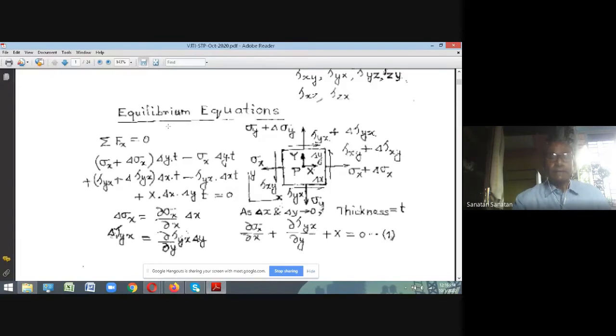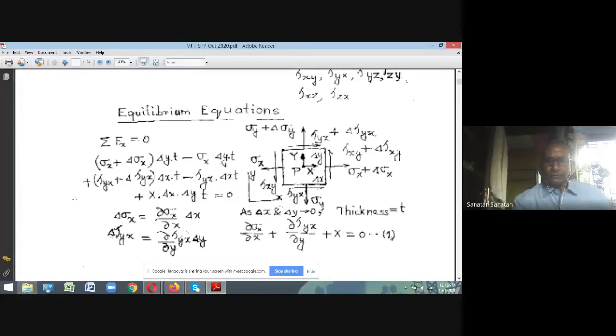It is actually sigma x plus delta sigma x into the area delta y into t, acting in the positive x direction. And similarly, from the left face, sigma x multiplied by delta y into t is acting in the negative x direction. So therefore, this is acting in the positive x direction. This is positive y direction.